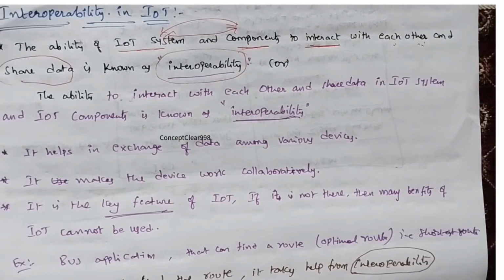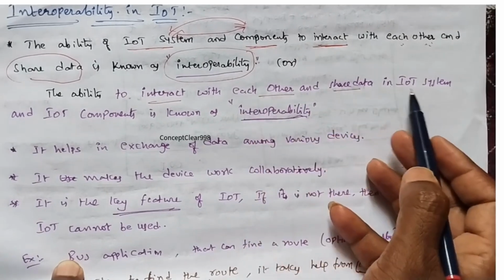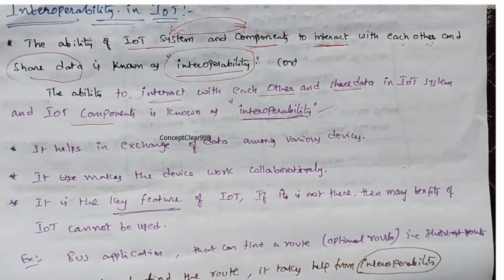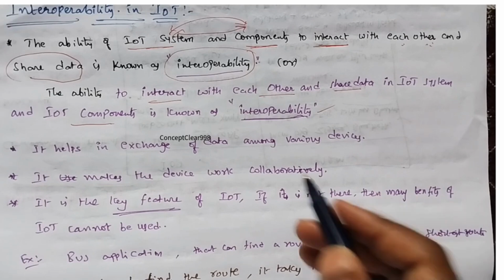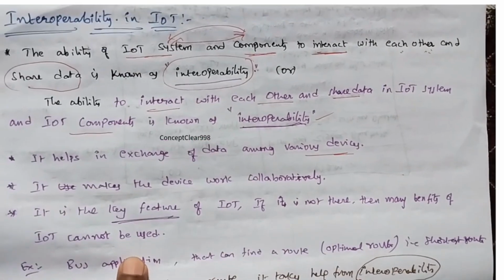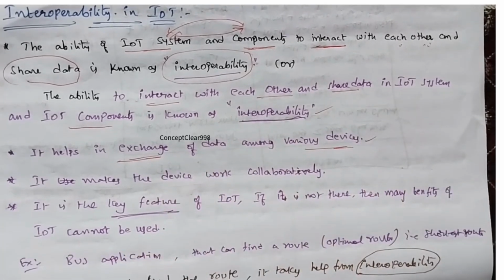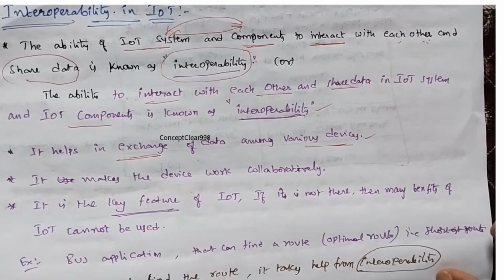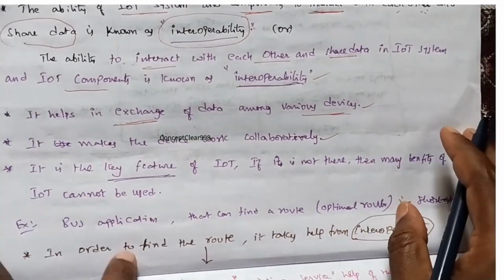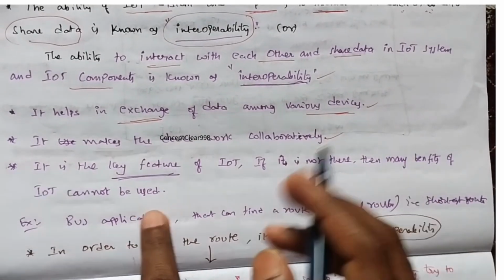We'll see one more definition. The ability to interact with each other and share data in an IoT system as well as the IoT components is also known as interoperability. It helps in exchanging data among various devices. What is the main importance of interoperability? It is mainly used for exchanging data between various devices. It makes the devices work collaboratively. When you are working with interoperability, it will work collaboratively with the IoT system as well as the components.